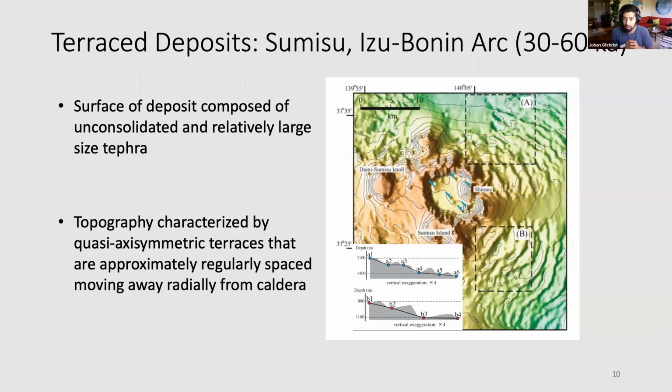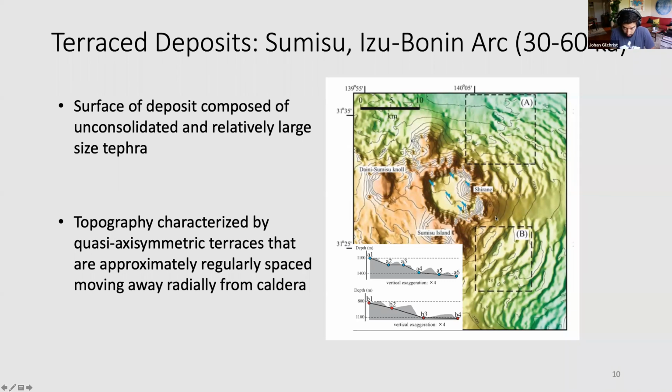Okay, and the last deposit feature I want to introduce are these quasi-axisymmetric terrace deposits that seem to be a common feature of submarine caldera deposits. So this is the deposit of Sumisu in the Izu-Bonin arc, and you can see on the topography here these quasi-axisymmetric terrace features, and they seem to be quasi-regularly spaced, as shown by these radial profiles taken here and here, A and B.